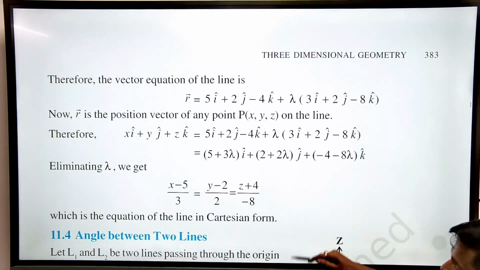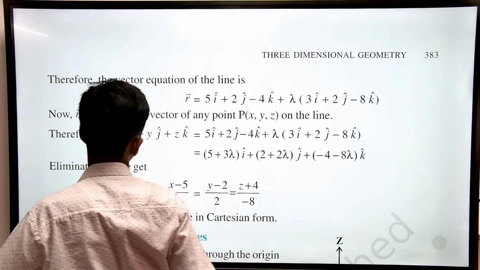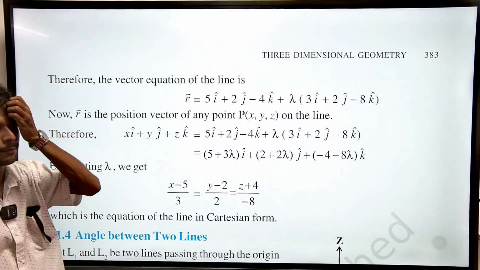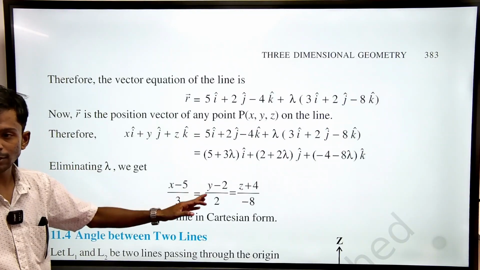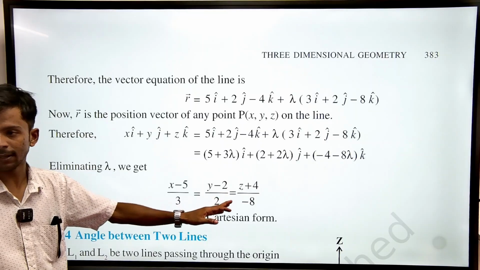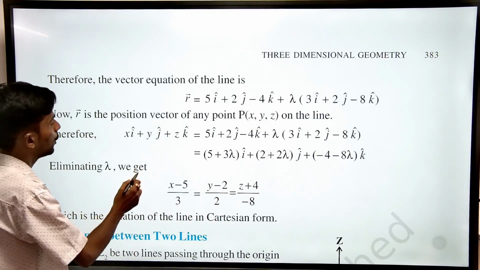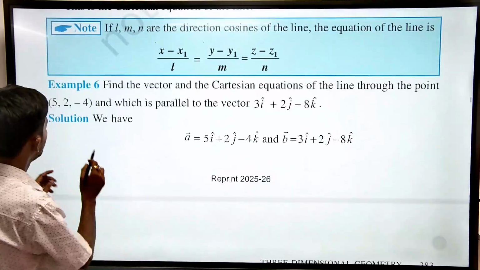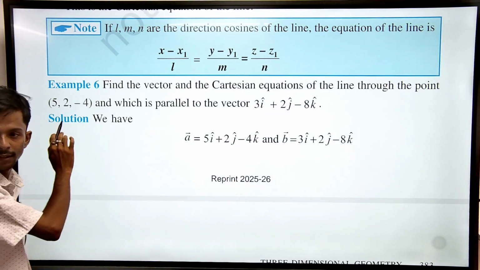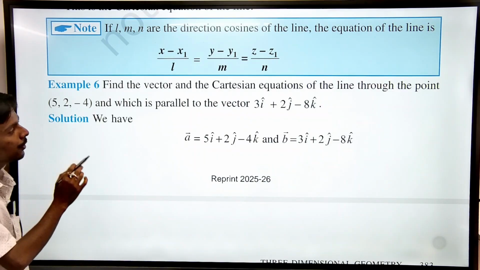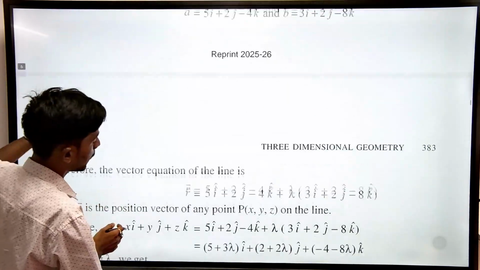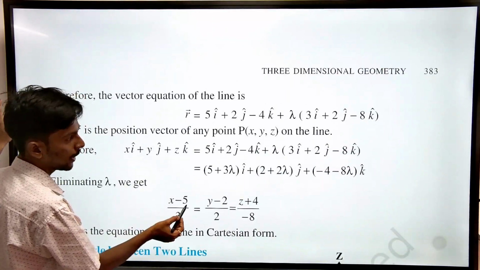You can find the Cartesian equation by this. See, you are writing x minus x1 divided by a, y minus y1 divided by b, z minus z1 divided by c. Now observe here, this will be your a comma b comma c. So how can we find the a comma b comma c, x minus a? The formula becomes x minus a.